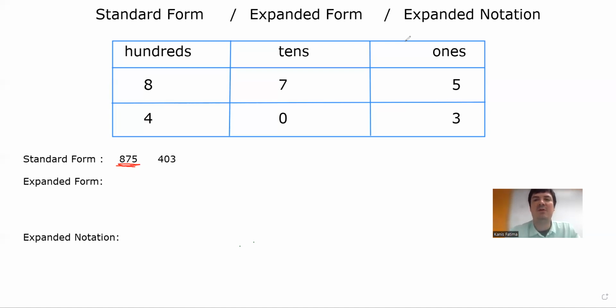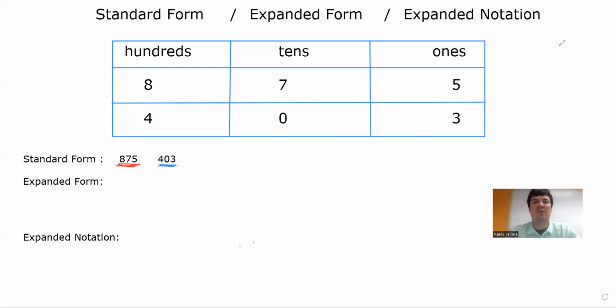The next example is 403. Again, I'm just going to write each digit the way they are, 403, to give me 403. That is called standard form.